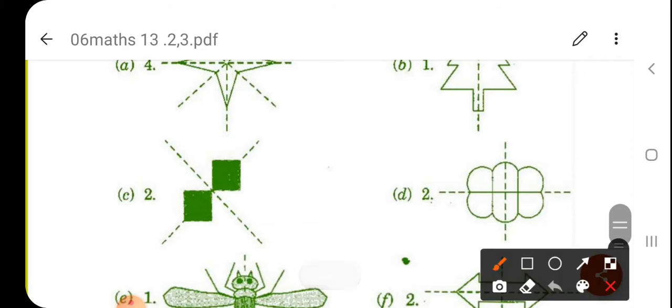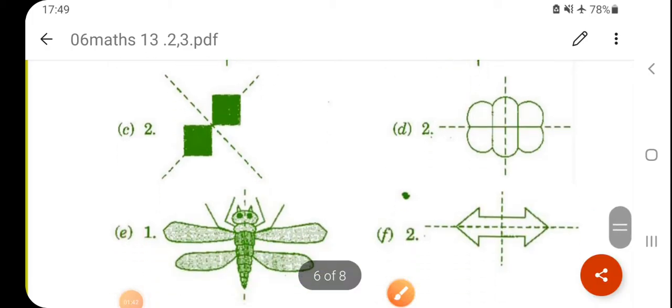The next figure, draw vertical. Yes, it's possible. Both the portions will coincide with each other. Both the portions are exactly the mirror image of each other. Then draw horizontal. Then also both the parts are exactly the mirror image of each other.